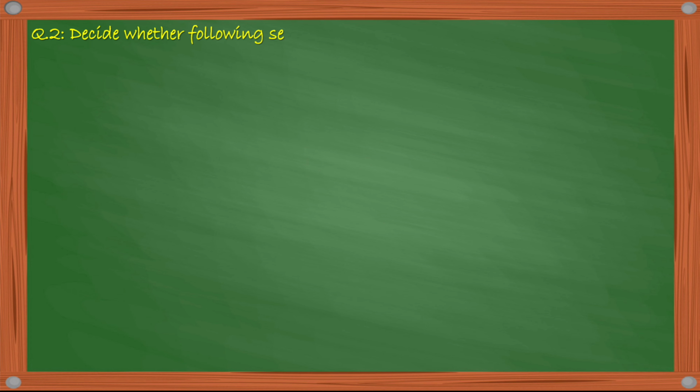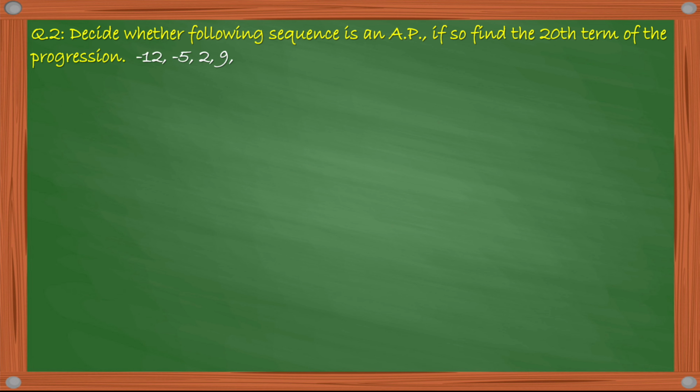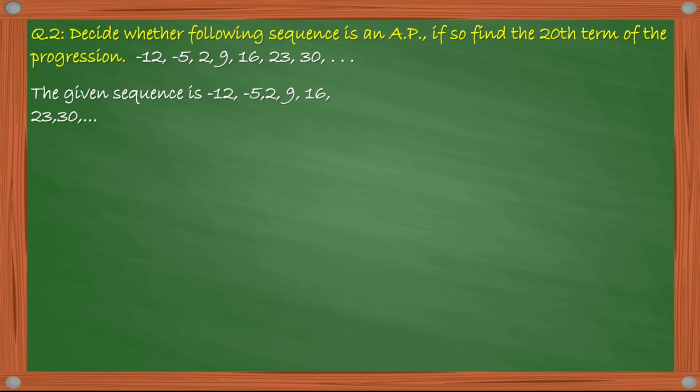Your second question is, decide whether the following sequence is an AP. If so, find the 20th term of the progression. Which means here you have to find out if the given sequence is an AP or not. If it is an AP, then you have to find the 20th term of the given progression. So you all know how to find whether the sequence is an AP or not.